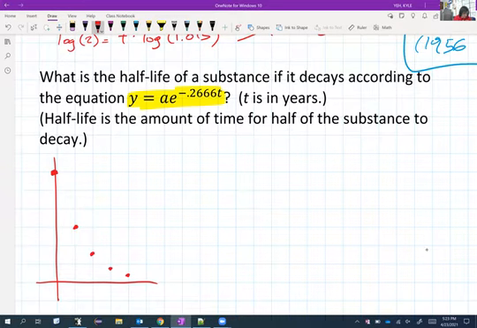So in terms of our equation, which was given to us, y equals A e to the negative 0.2666 t, there's that k value, the constant. Here's the fun fact, it doesn't matter how much we start with, as long as our current value, our y value, is half of that.